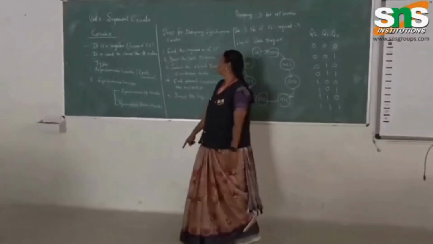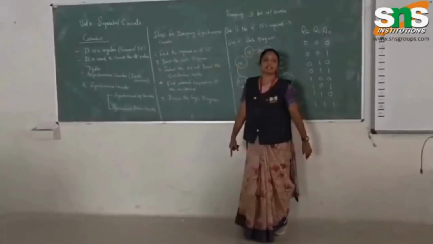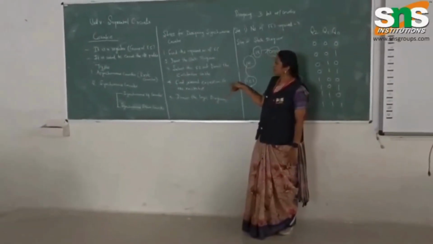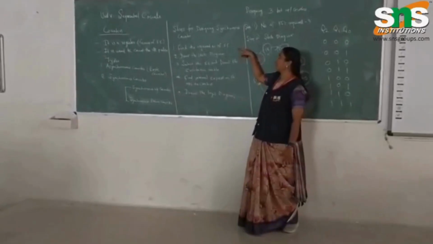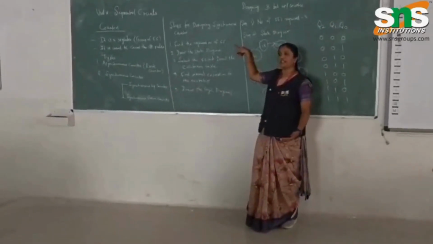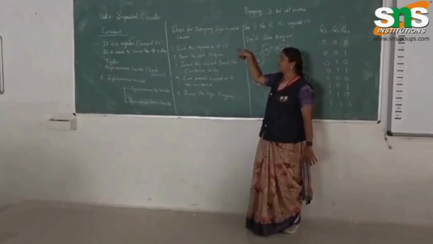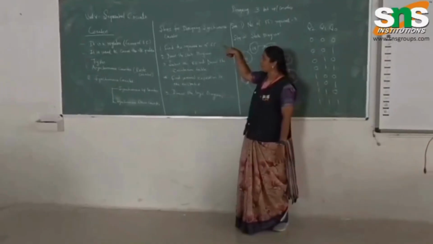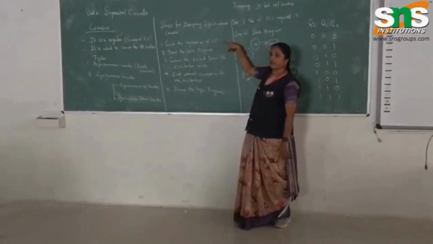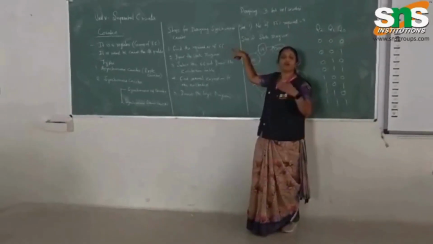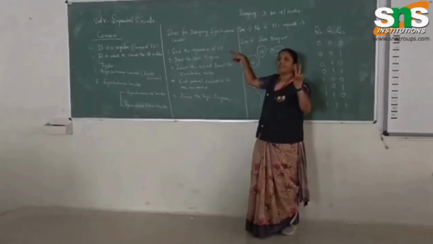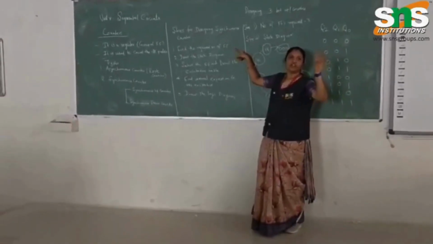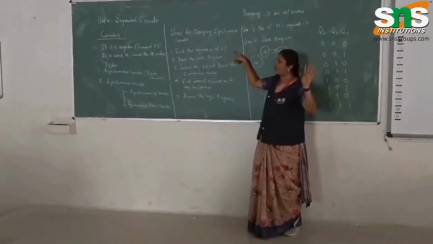Let us move on to the steps for designing a synchronous counter. These are the basic steps. There are 5 steps. The first step is to find the required number of flip-flops. We can use any type of flip-flop, but generally we prefer T flip-flop or JK flip-flop. If we want to count a 2-bit number, we need 2 flip-flops. If we want a 4-bit number, we need 4 flip-flops.